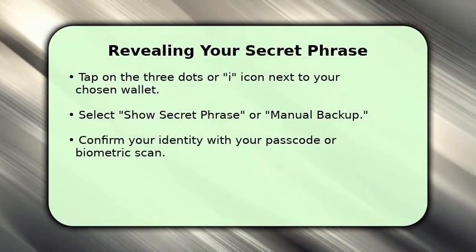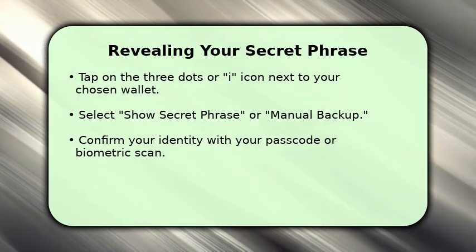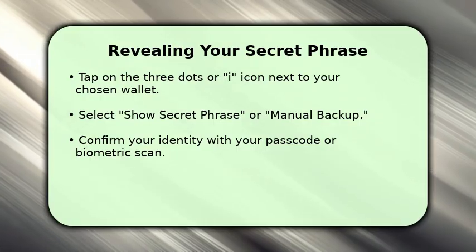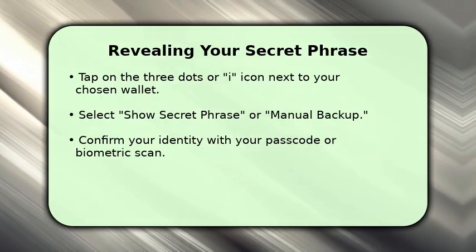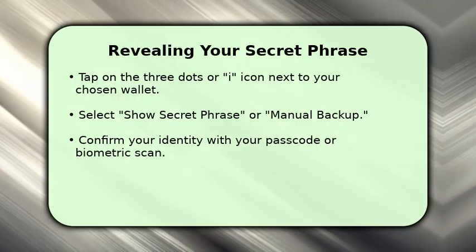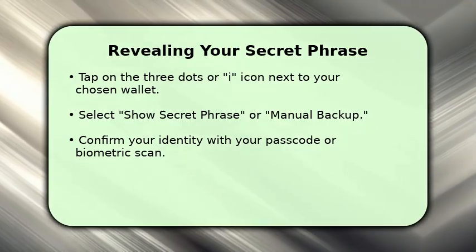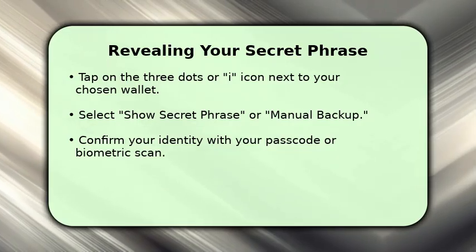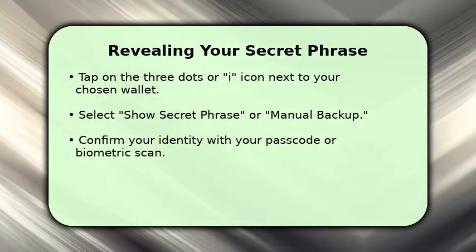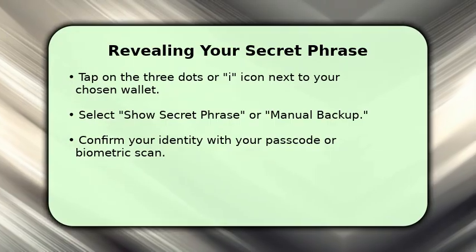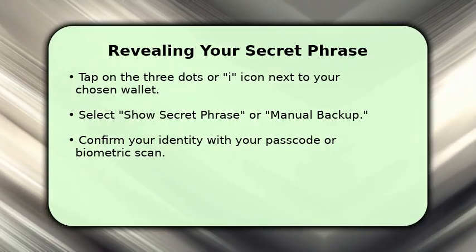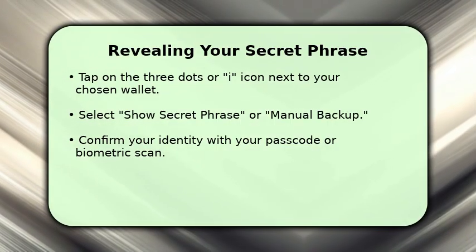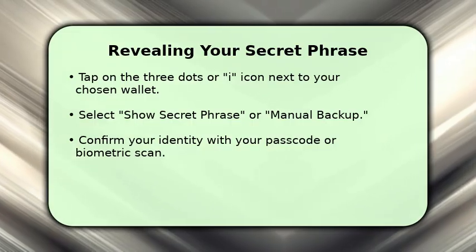After selecting your wallet, look for a small icon, often 3 dots or an eye symbol next to the wallet's name. Tap this icon to access more options. You will then see an option like Show Secret Phrase or Manual Backup. Select this. The app will prompt you to confirm your identity using your passcode, PIN, or biometric scan. Once authenticated, your 12-word recovery phrase will be displayed.